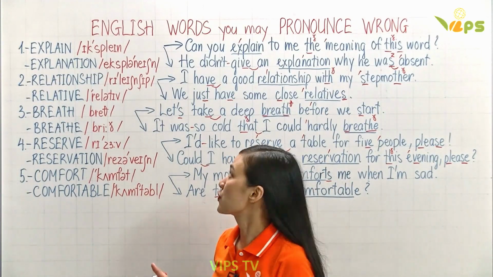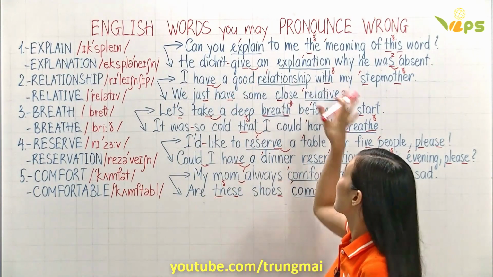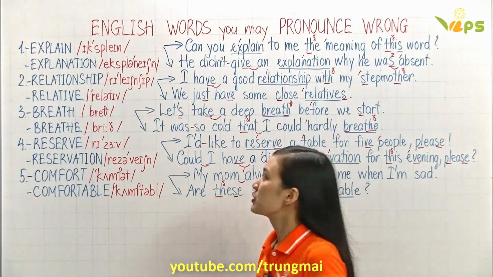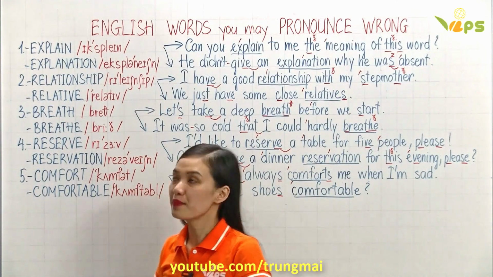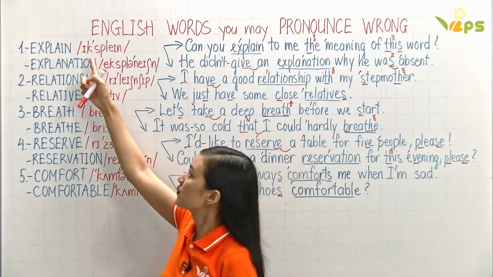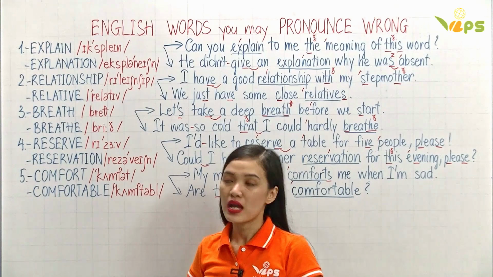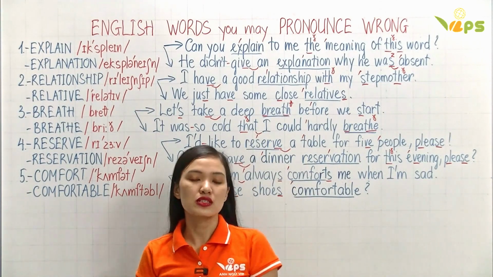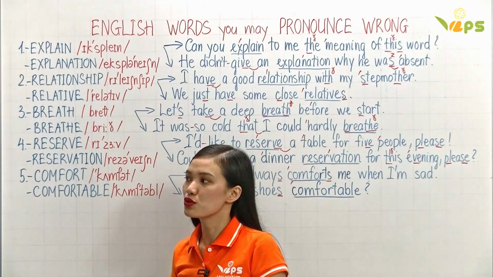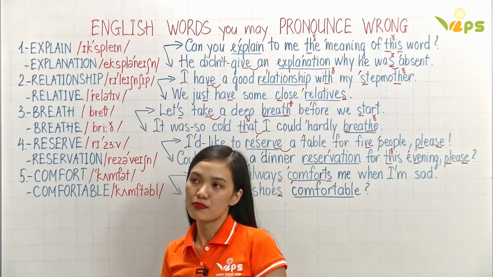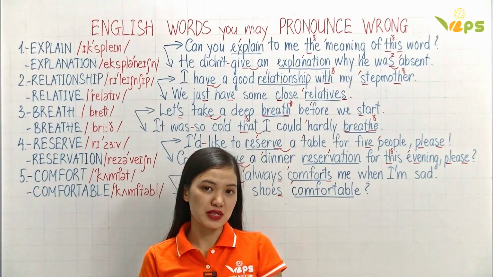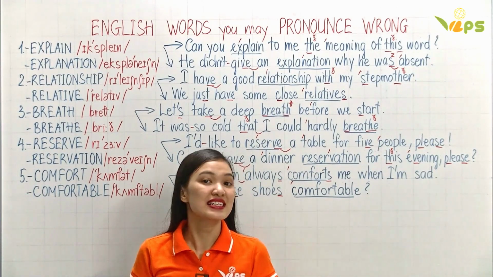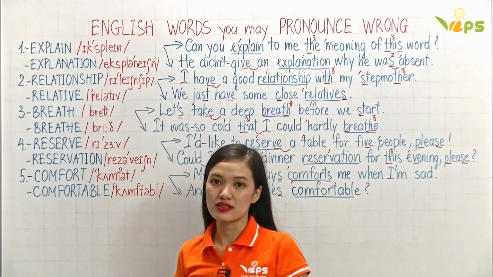Today we will study English words you may pronounce wrong, and we'll study 5 pairs today. The first one, explain. Explain is the verb. If you explain something to somebody, that means you help people to understand things easily. So that is called explain.